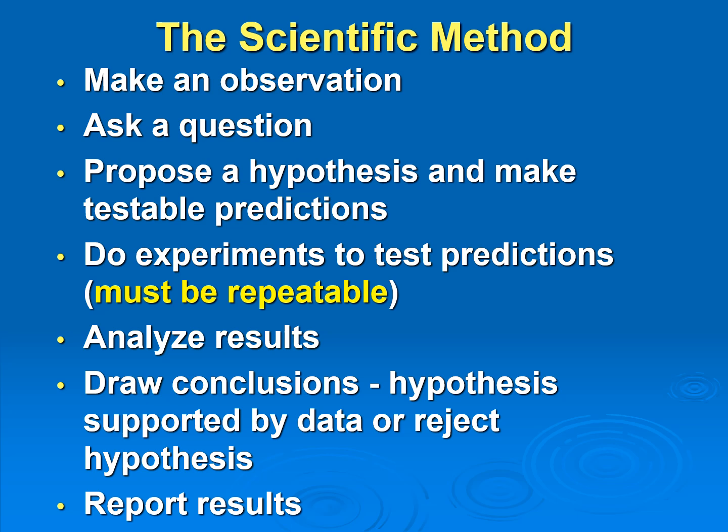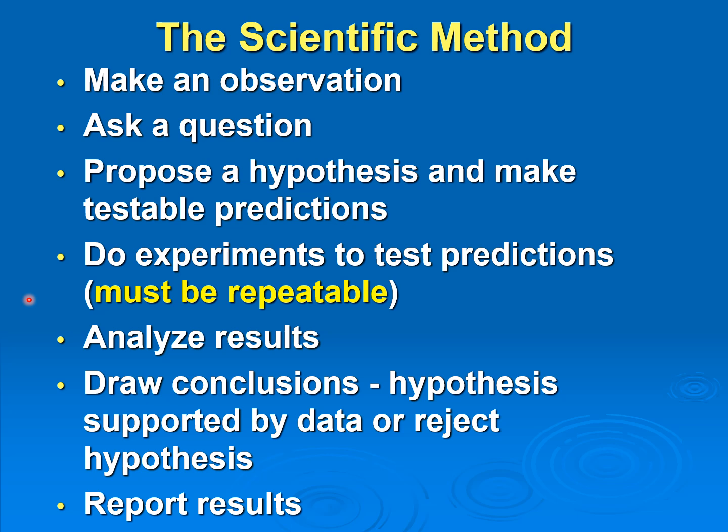So there are different ways of doing science. But let's just take a look at the scientific method. We start with making an observation about something in nature, and then we ask a question about that. We propose a hypothesis, which is just a tentative answer to our question or explanation of that observation. And then we make some predictions, which we can test, and then we do experiments to test the predictions.